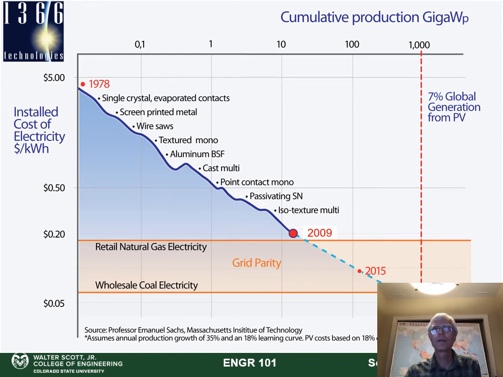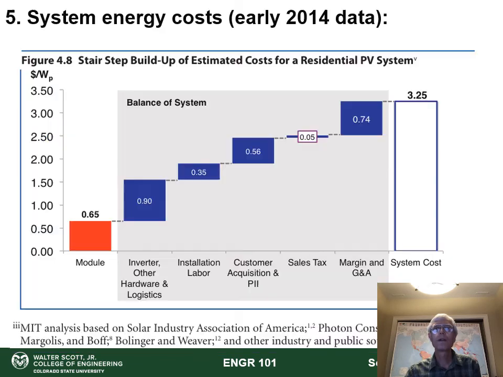Now, another way to think about that is, what does it actually cost for a solar panel to install everything? So we normally think of just the solar panel. That's in red here, and it's the module. And that's about 65 cents out of the $3.25 total if you were to put solar panels on the roof of your house.